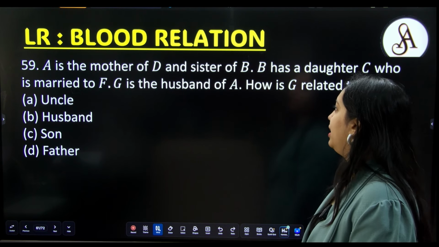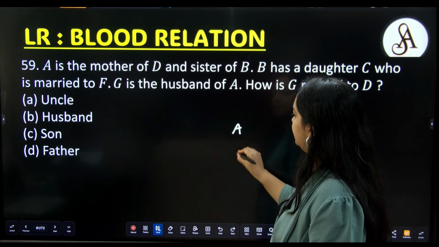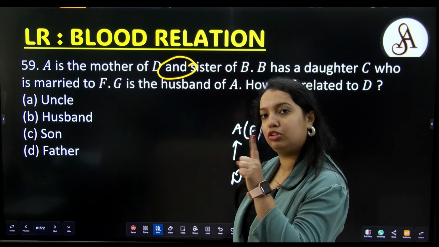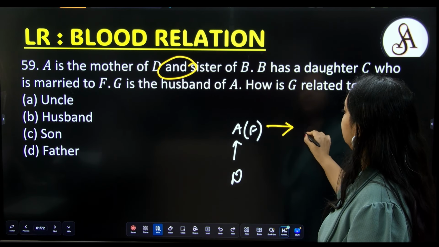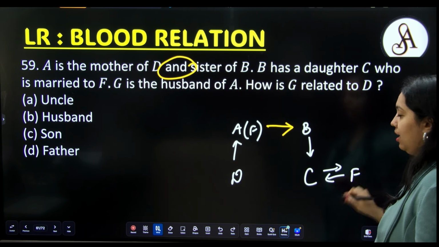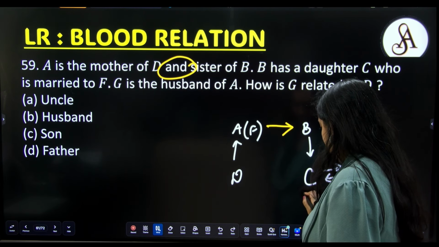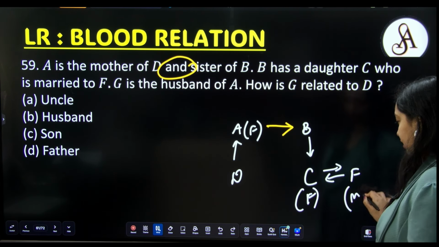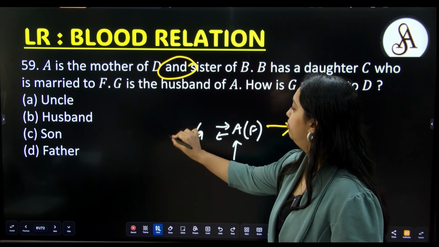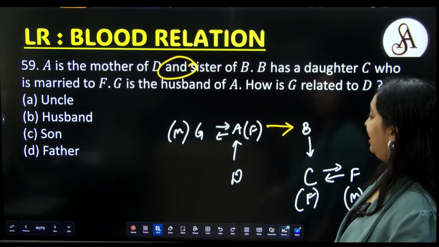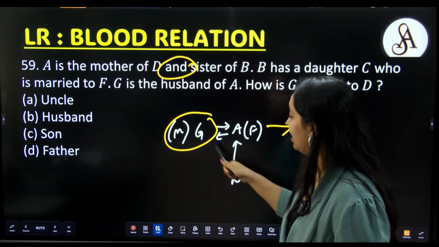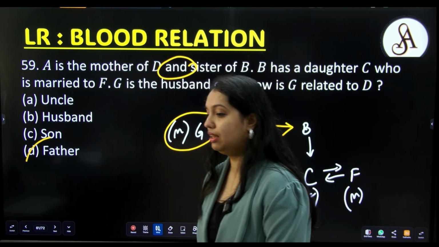A is mother of D and sister of B. A is mother of D, female. And when I say I'm speaking about the first person A. A is sister of B. B has a daughter C who is married to F. This is again a question from ICAI material. Has a daughter, that means this is son-in-law, male person. G is husband of A. G is the husband, male person. How is G related to D? How is G related? Upper generation, upper generation. That means this is father, this is mother. Answer is father. Next.